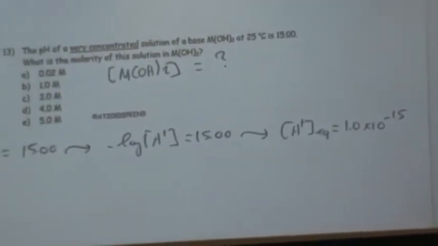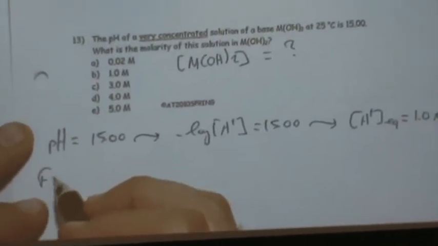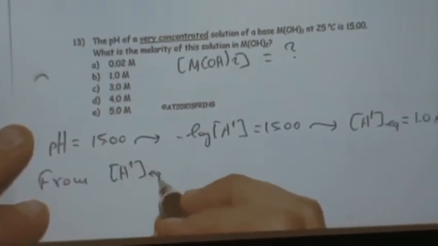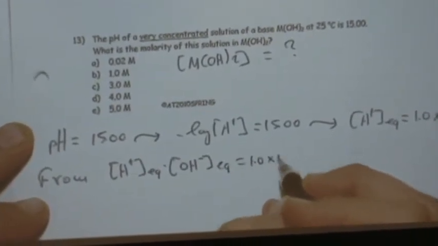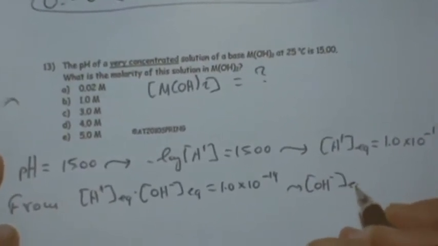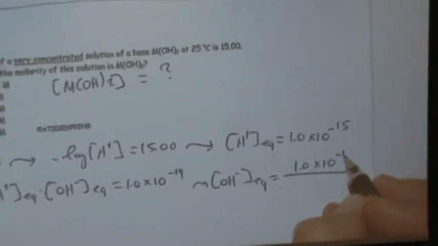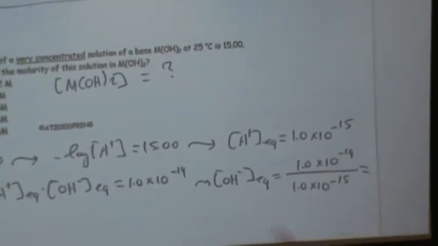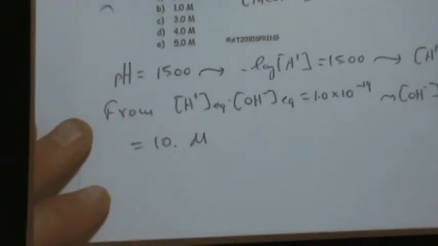We want to go to the base, so we're going to use what? The ion product of water, right? The ion product of water. So from there, we can solve for the hydroxide ion concentration at equilibrium. And that will give you 10 moles per liter. Well, that's a concentrated base, isn't it?